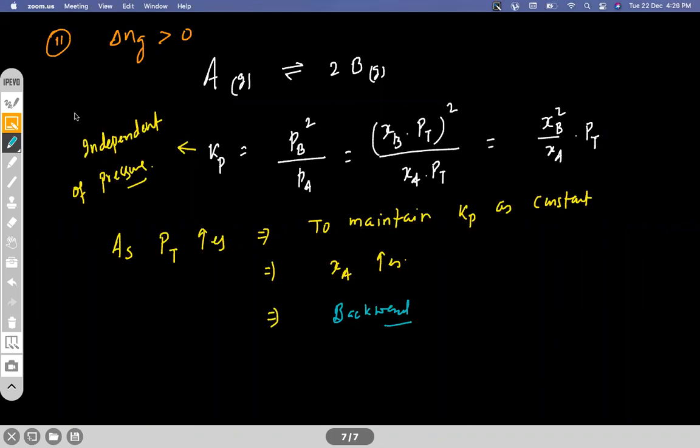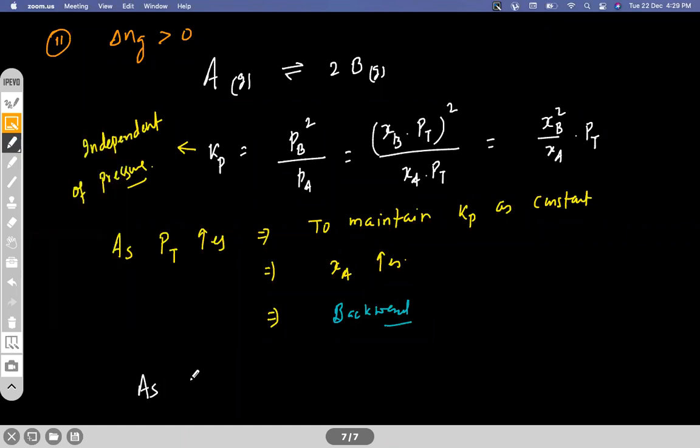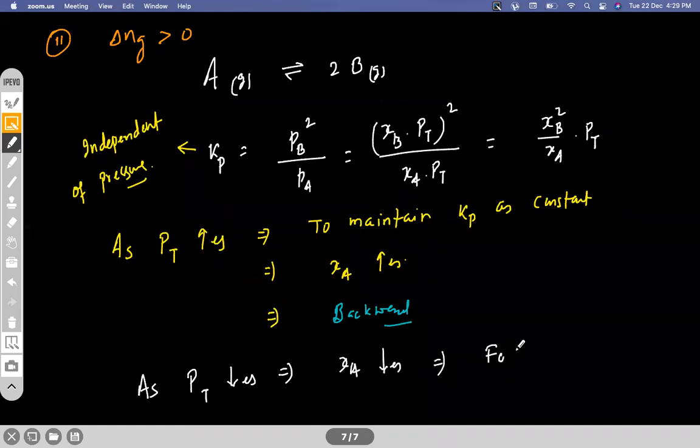Similarly, what happens if total pressure decreases? As PT decreases, XA will also decrease. It means we have forward direction here.